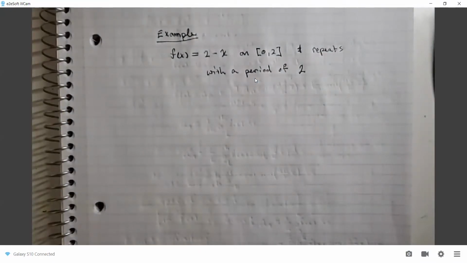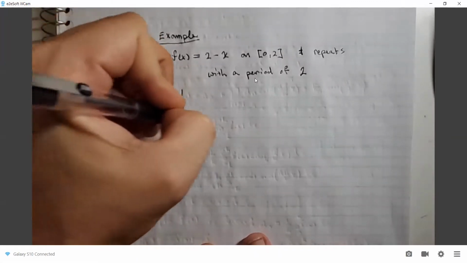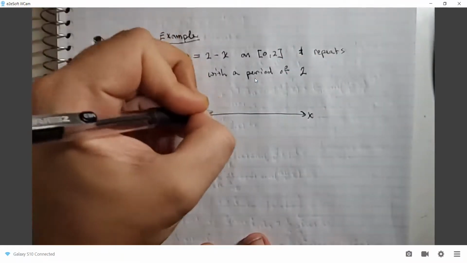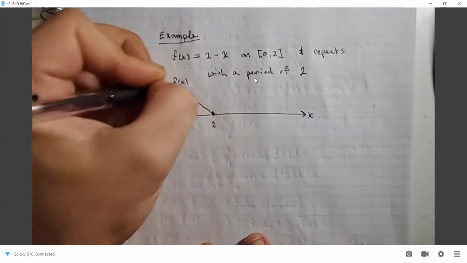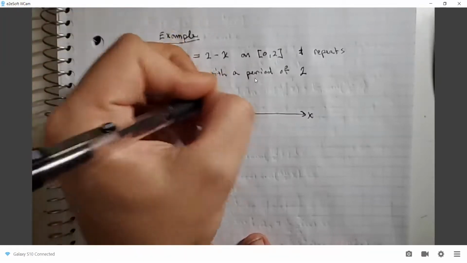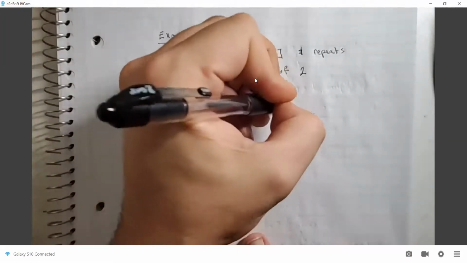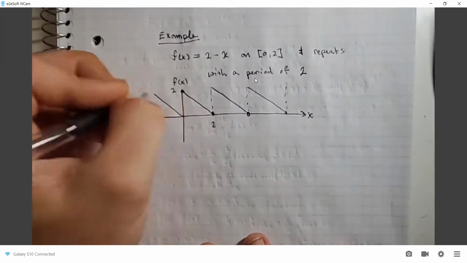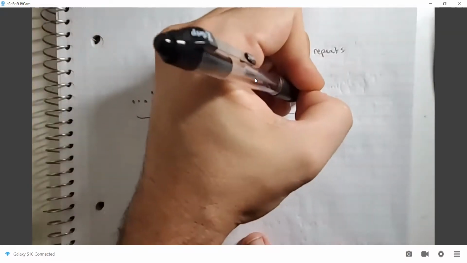So let's see here. If I sketch what f of x might look like, 2 minus x on the interval from 0 to 2 looks like that, right? And then this thing repeats itself over and over and over again. And then I guess there would be another one over here, and so on and so on. Dot, dot, dot to the left, dot, dot, dot to the right.